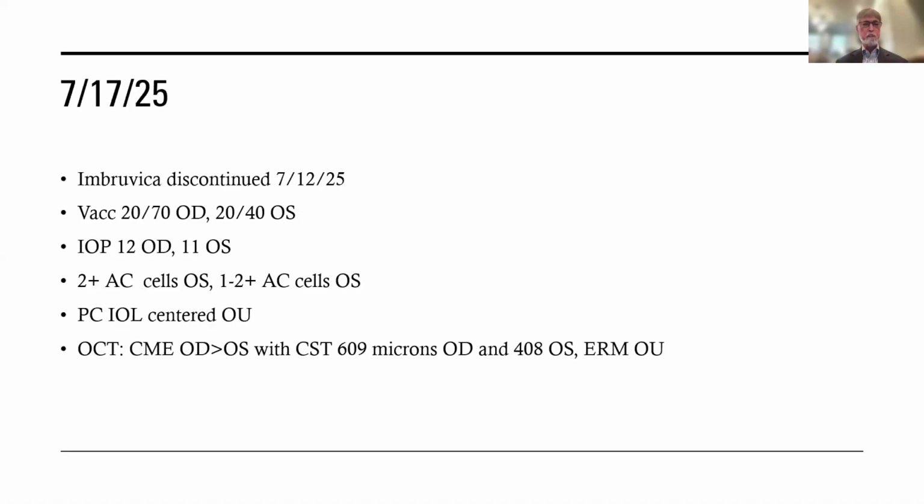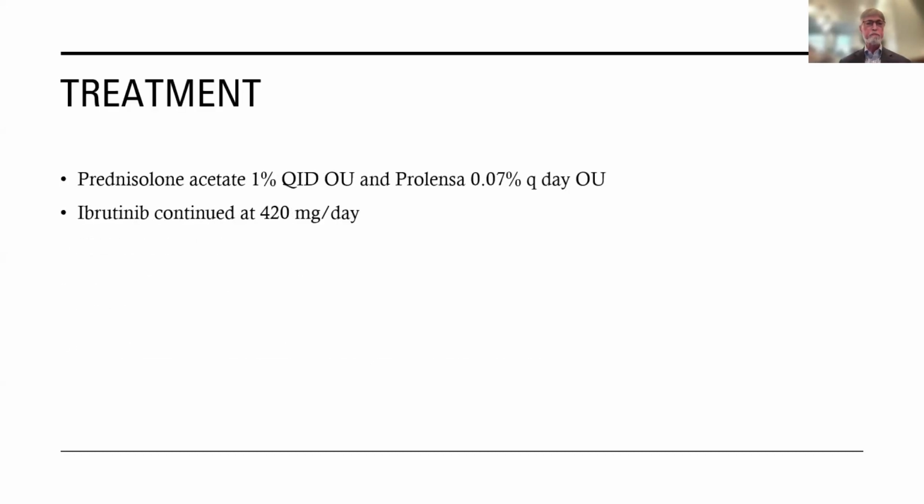And OCT imaging showed macular edema worse in the right eye with a central subfield thickness of 609 microns in the right eye and 408 microns in the left eye with an epiretinal membrane in both eyes. He was treated with prednisolone acetate 1% 4 times a day in both eyes, and Prolensa 0.07% once a day in both eyes. And then by this time, he had actually resumed the ibrutinib for his CLL.